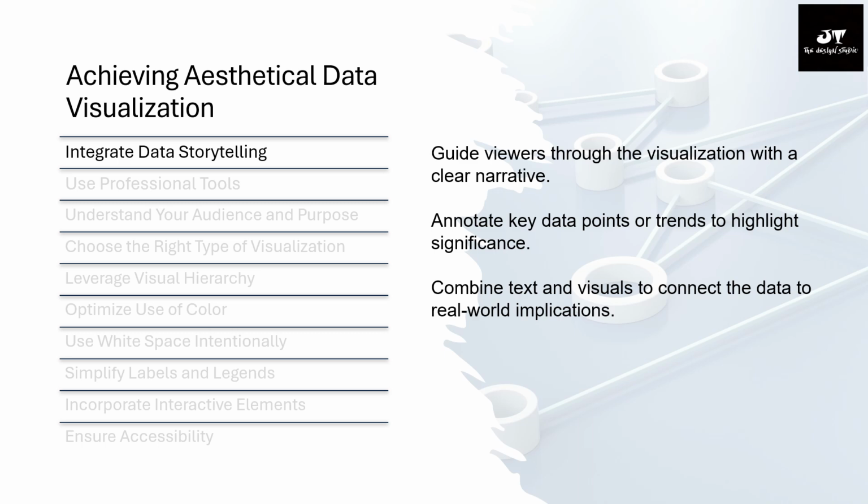The ninth principle is to integrate data storytelling. A strong narrative turns data into compelling insights by guiding viewers through key trends and findings. Use annotations, text, and visual emphasis to highlight important data points, ensuring that critical insights are not overlooked. A combination of storytelling and visualization makes data more relatable and actionable, bridging the gap between raw numbers and real-world applications. A well-structured data story keeps the audience engaged and helps them connect with the message more effectively.